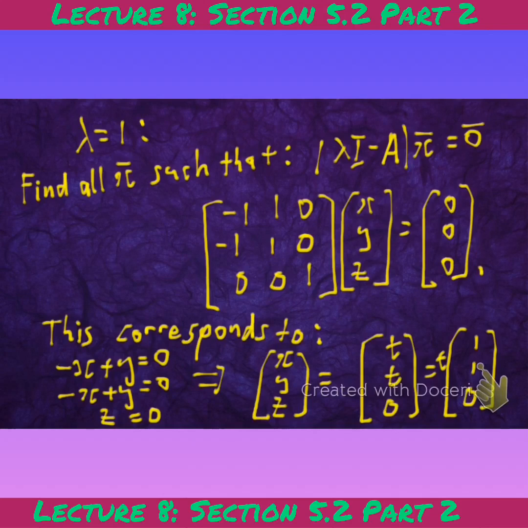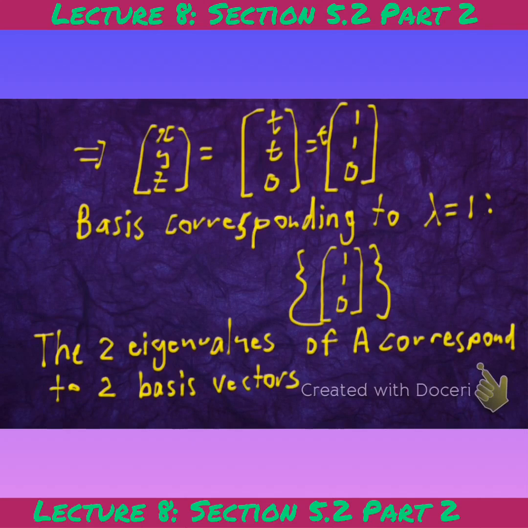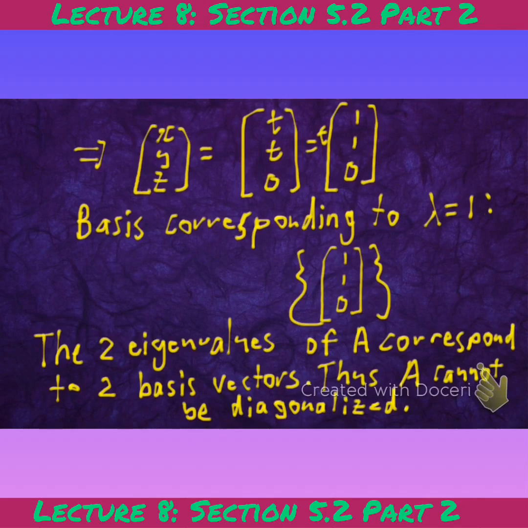So what is the basis corresponding to the eigenvalue lambda equals 1? Right, so the basis corresponding to lambda equals 1 contains this single vector. And therefore we've got only two linearly independent vectors. So the two eigenvalues of A correspond to two basis vectors. So therefore, A cannot be diagonalizable. Thus, A cannot be diagonalized.